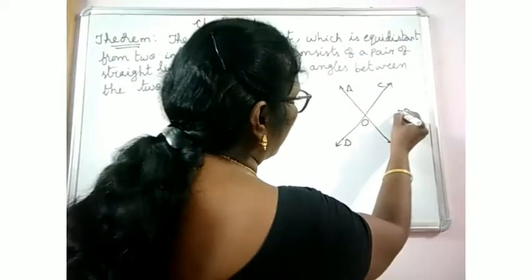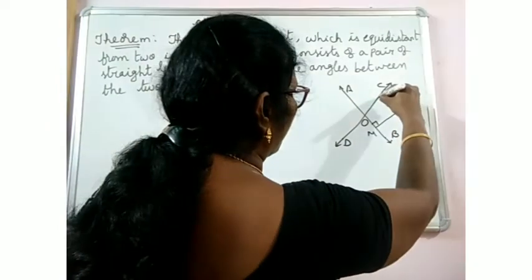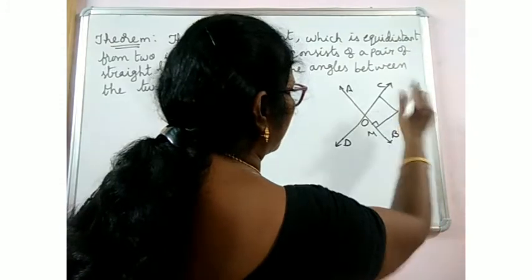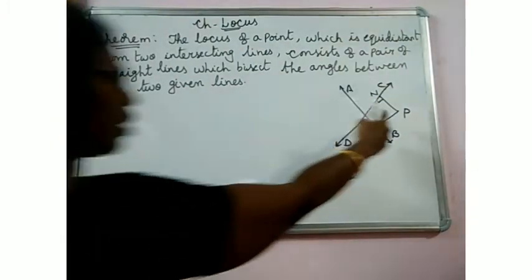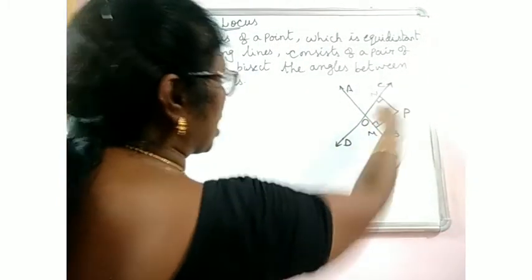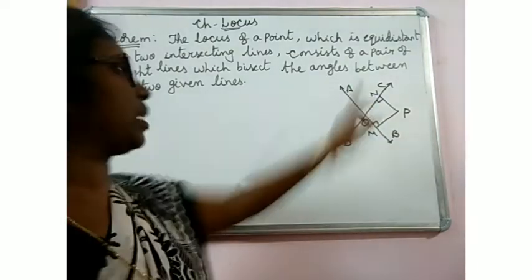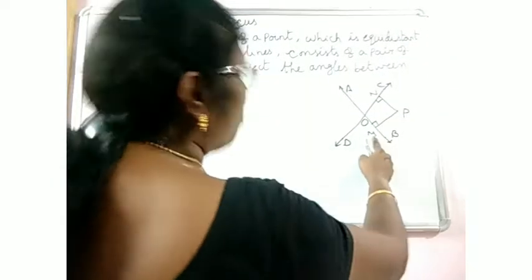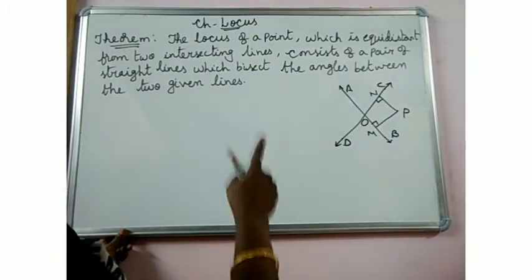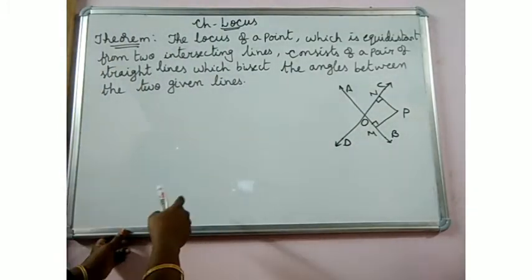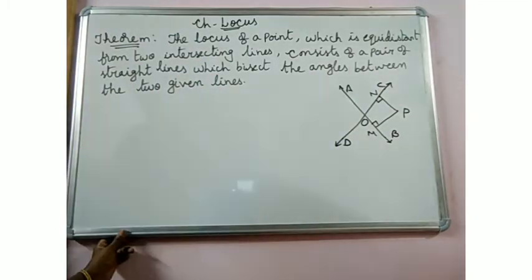Let me draw PM perpendicular to OB, PN perpendicular to OC. Because this is equidistant from two intersecting lines. When we say equidistant, it means perpendicular distance. That's why from P to AB and P to CD I have drawn two perpendiculars. The locus consists of a pair of straight lines which bisect the angles between the two given lines.